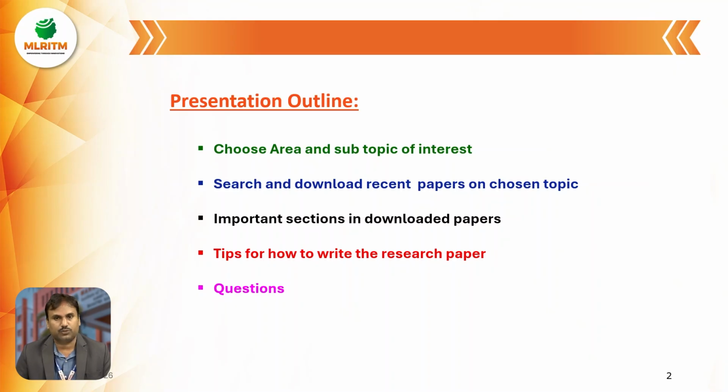What is that? First, choose the area. For example, my area of research is wireless communications. Of course, wireless communication is a broad area, and in that, cognitive radio network is my subtopic of interest. After that, I searched many papers on this cognitive radio technology and downloaded them. Then I read all the papers I had downloaded, mainly the important sections in them. I will tell you what the important sections in downloaded papers are.